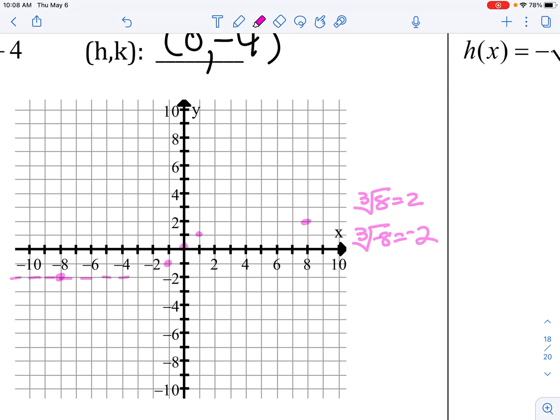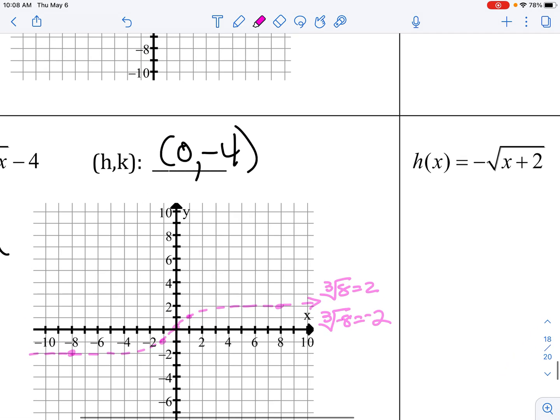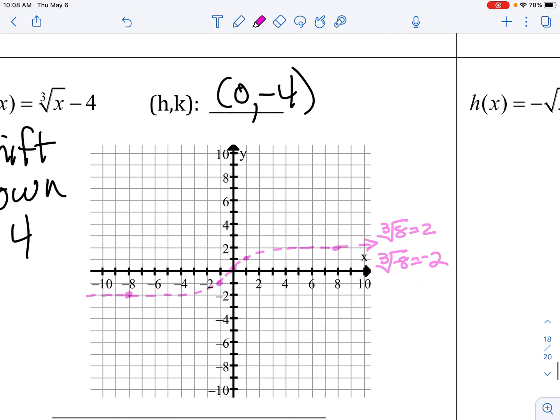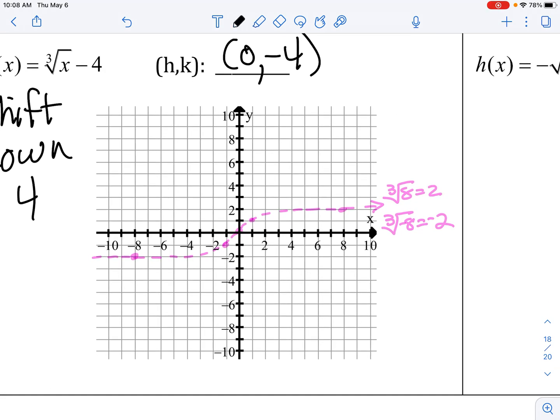So let's take a look at our parent function right there. And now we're going to shift it down 4. So everything is going to shift 4 units down. So 1, 2, 3, 4 down. 1, 2, 3, 4 down. And now we have a nice picture.